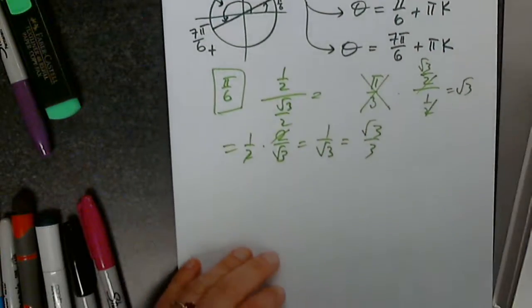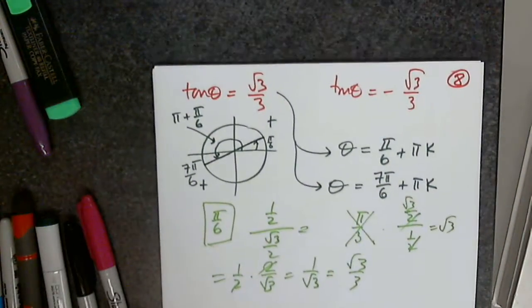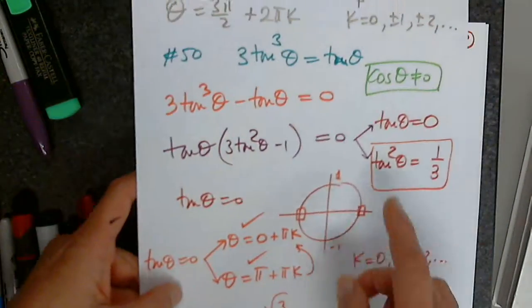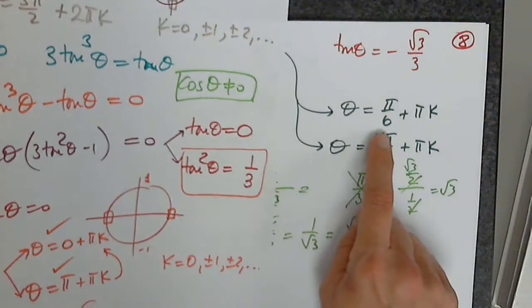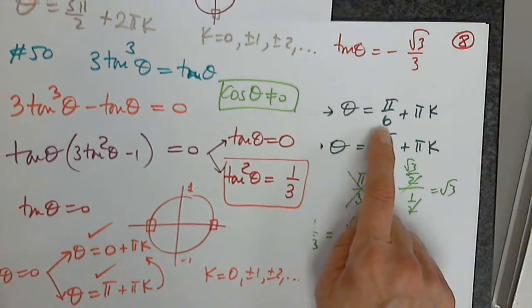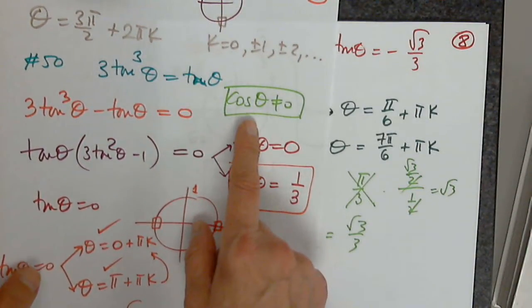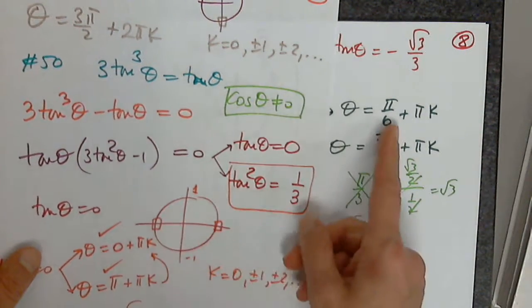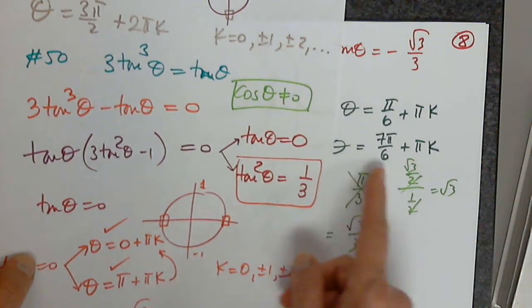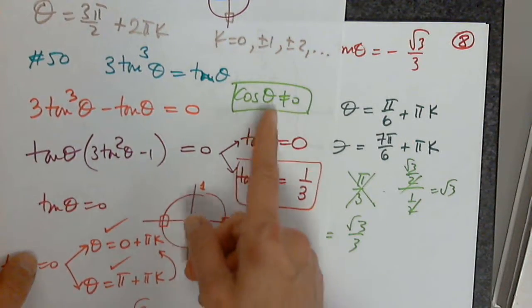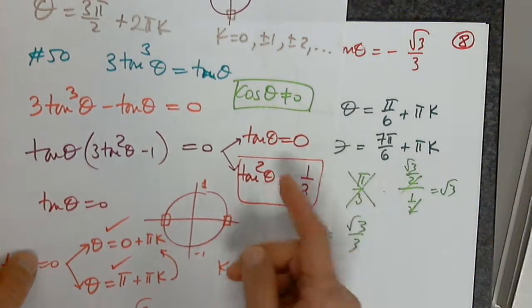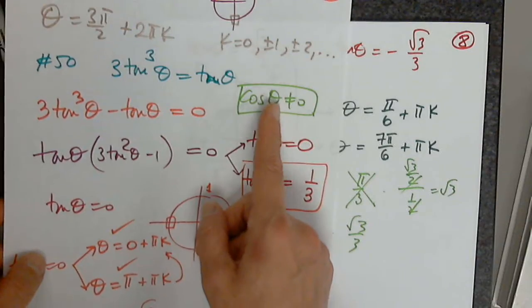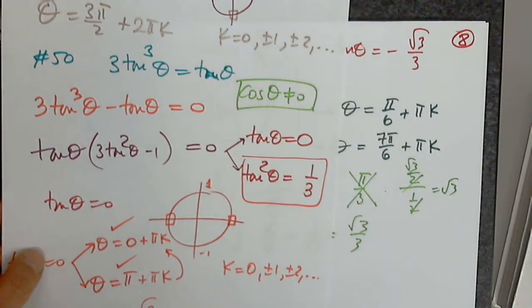So now we are here. That's the last one. Now I have to check, right? So these are my solutions. And I want to go back here and say, okay, is cosine 0 there? So I have a cosine pi over 6. No, cosine pi over 6 is not 0. Cosine of which angle is 0? Pi over 2 and 3 pi over 2, not of pi over 6. Same thing with 7 pi over 6. Is cosine 7 pi over 6 0? No. Only cosine pi over 2 and cosine 3 pi over 2 is 0. So these are safe.